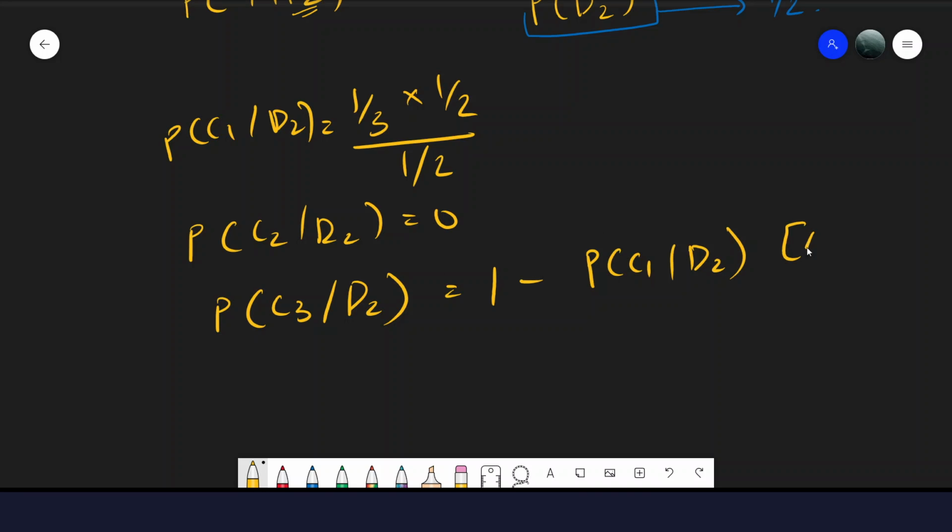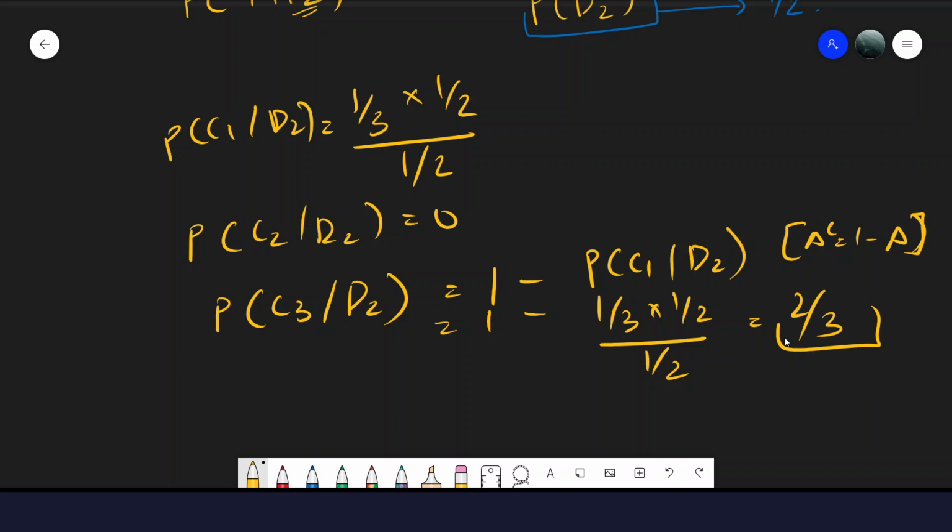This is equivalent to A complement equals 1 minus A from set theory. So this is equal to 1 minus 1/3 times 1/2 whole upon 1/2, which is equal to 2/3. This actually shows that by the rules of probability, the contestant is better off choosing the other door and not sticking to the door he has chosen. Because according to probability, there's a higher probability that there's a car behind the other door, right?